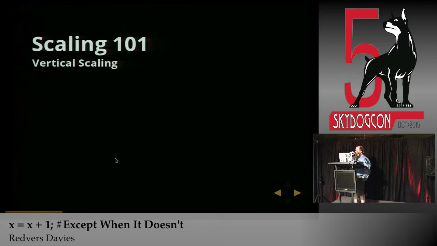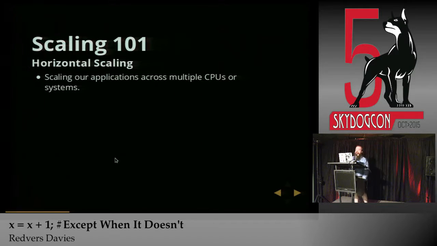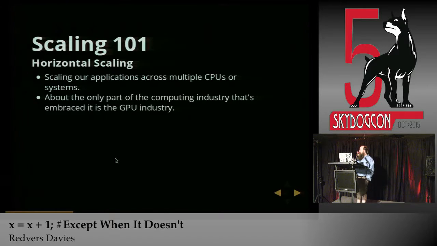Sweet. So let's talk about scaling. Scaling 101. Vertical scaling is the concept that you throw a faster CPU at it and more memory. No, not going to happen. So what we have to do is scale horizontally. That means scaling our applications across multiple CPUs or across multiple systems. Okay, sounds easy enough, right?